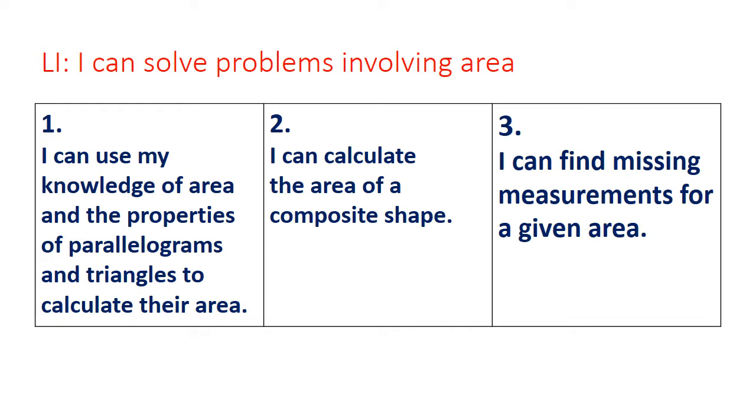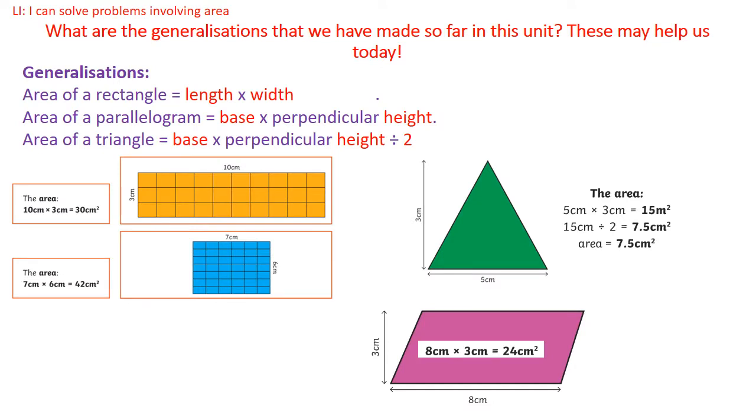I can solve problems involving area. Okay, so what have we learned so far? We have learned that we can find the area of a rectangle by timesing the length of the rectangle by the width. So, for example, in the picture there, your rectangle is 10 centimetres long by 3 centimetres, so 10 times 3 is 30 centimetres squared.